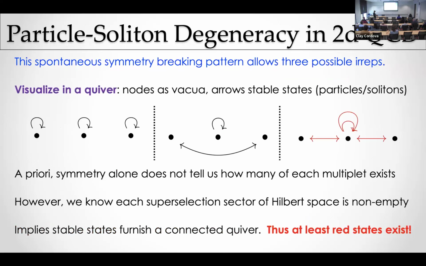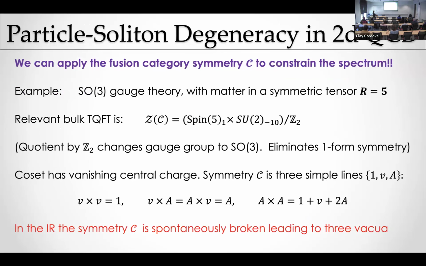5 minutes. Let's get to the punchline. Okay, let me do the simplest example. The simplest example of gapped QCD is SO(3) gauge theory. The simplest interesting example is SO(3) gauge theory with matter in a symmetric tensor, 5-dimensional representation. That's sort of the simplest place to illustrate these. So a single fermion in the 5.